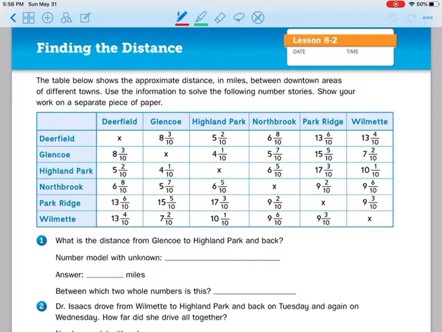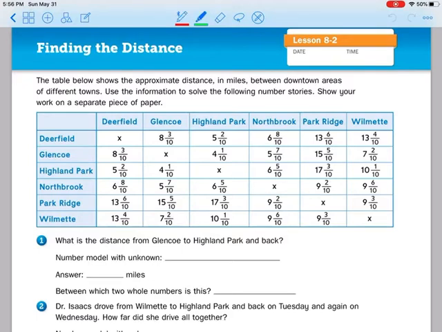So if you didn't do your work on a separate sheet of paper, you're going to want to do that, and you can just fold it in and keep it in your journal. Since I don't have a separate sheet of paper to show you, I'm just going to do my work kind of off to the side. So let's look at number 1.